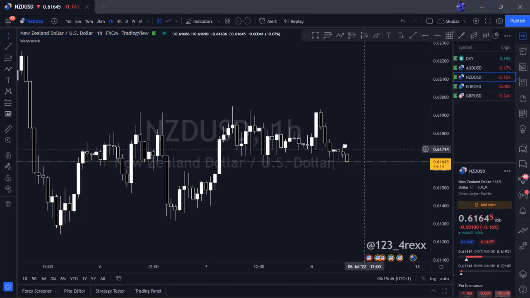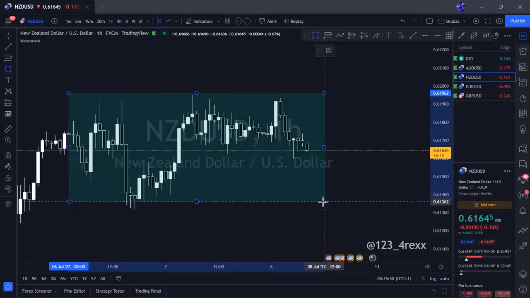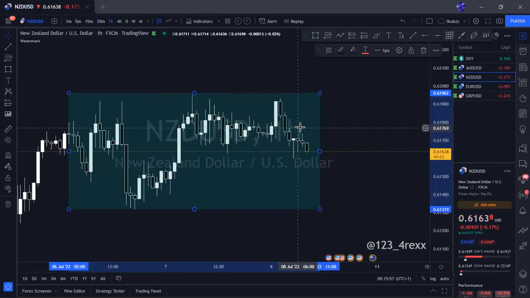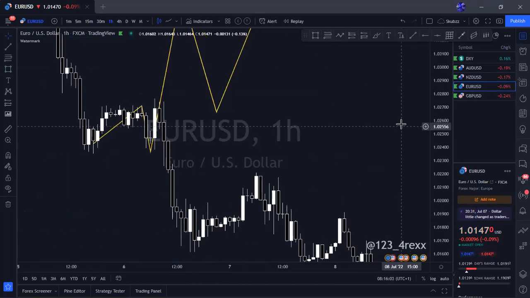So I'm not going to say anything about NZD. NZD is still way inside this whole range here. It has not broken above our areas of significance yet, the top and bottom. So I'll just sit out on NZD. Then EUR USD. EUR USD is a bit tricky.